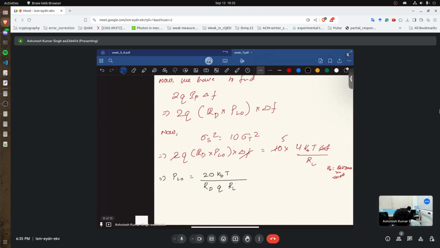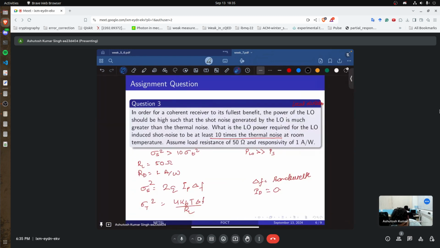So that answers the first question, which is: what is the LO power required for the LO-induced shot noise to be greater than 10 times the thermal noise at room temperature. That is why we use 273 plus 25, which is 298 Kelvin, and assume a load resistance of 50 ohm and a responsivity of 1 amp per watt.